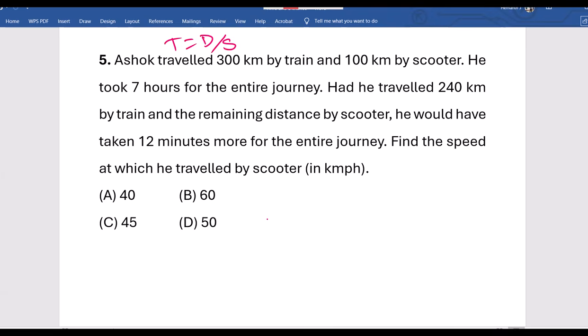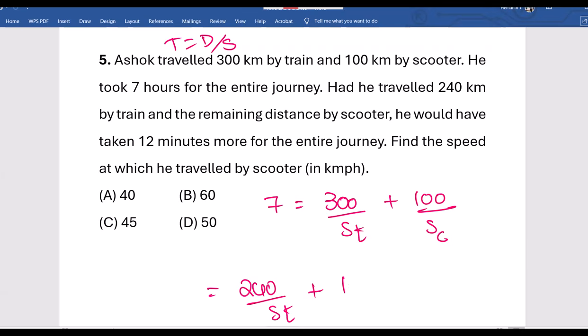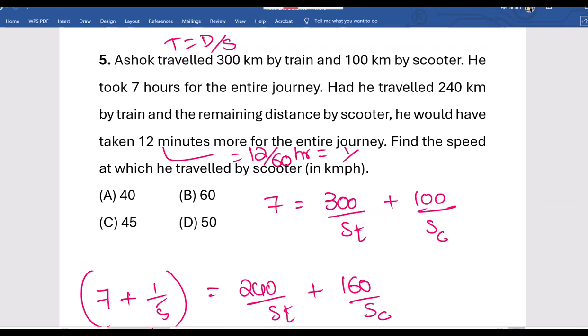Here, 7 hours is 300 divided by train speed plus 100 divided by scooter speed. Next, 240 divided by train speed plus 160 divided by scooter speed. How did we get 160? Total distance is 400. If you travel 240 by train, the remaining 160 should be by scooter. But the time here is 7 plus 1 by 5. Why 1 by 5? 12 minutes in terms of hours is 12 divided by 60, so 1 by 5th of an hour extra.